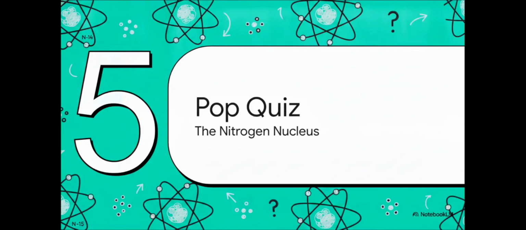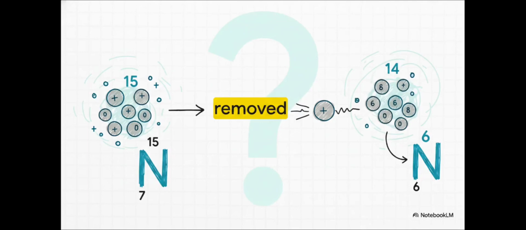Section 5. Pop quiz, the nitrogen nucleus. Let's see if we've been paying attention. We've covered a lot of ground, so let's apply it. Here is a short answer question directly from our text to test our focus. We start with nitrogen 15. The symbol shows 15 on top for the total mass and 7 on the bottom for the protons. That means it has 7 protons, and well, 15 minus 7 is 8, so it has 8 neutrons.